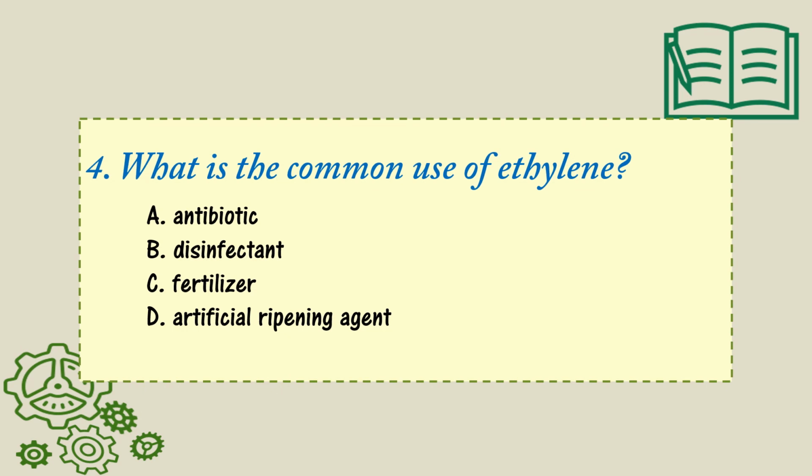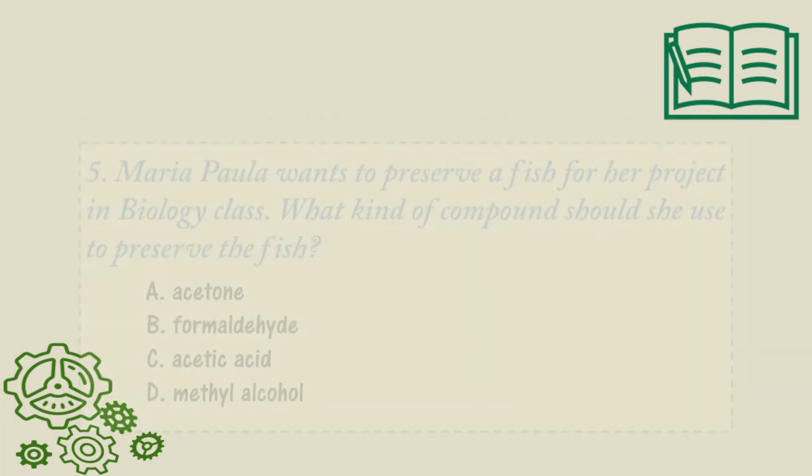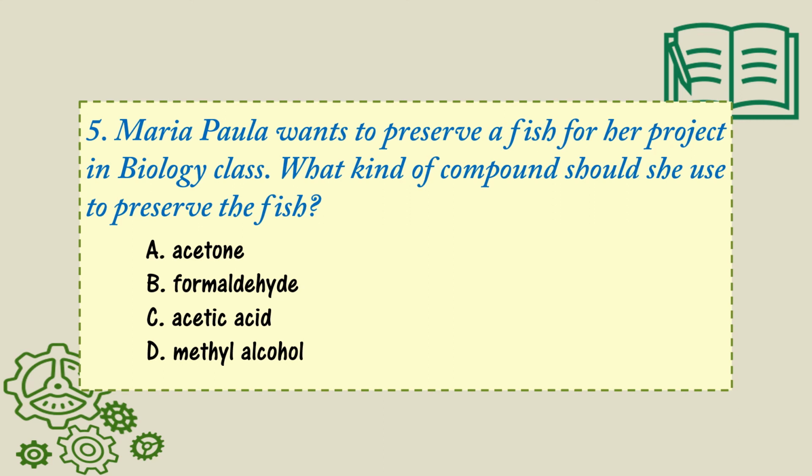Number 4. What is the common use of ethylene? A. Antibiotic, B. Disinfectant, C. Fertilizer, D. Artificial ripening agent. Number 5. Maria Polo wants to preserve a fish for her project in biology class. What kind of compound should she use to preserve the fish? A. Acetone, B. Formaldehyde, C. Acetic acid, D. Methyl alcohol.